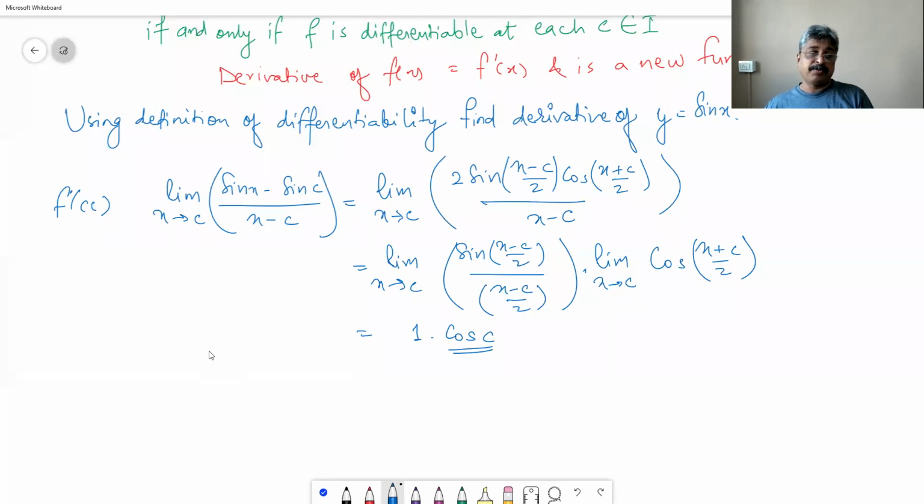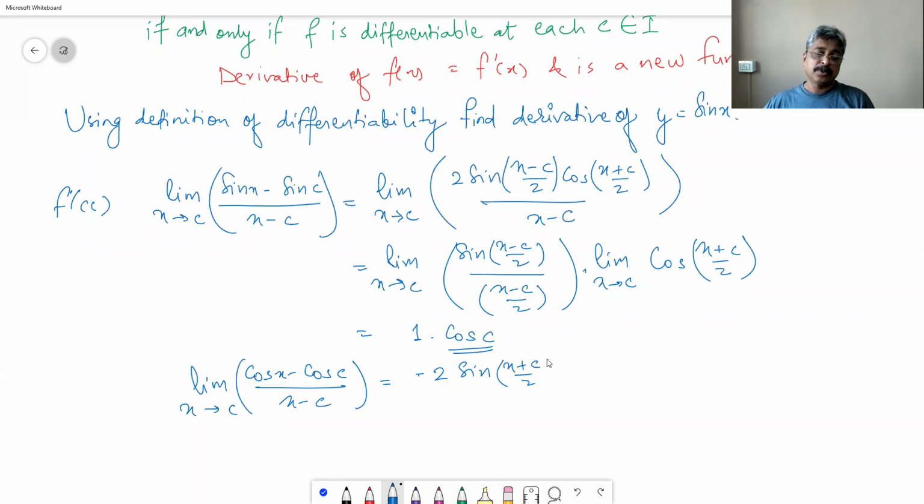Similarly, will we be able to do it for the derivative of cos? Limit of (cos x minus cos c) upon (x minus c), as x tends to c. Will we be able to do it? Cos minus cos is minus 2 sin((x plus c) by 2) sin((x minus c) by 2) upon (x minus c), limit x tends to c.